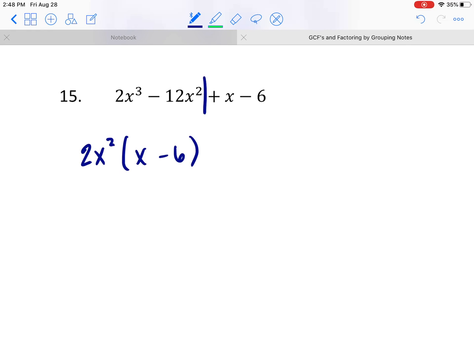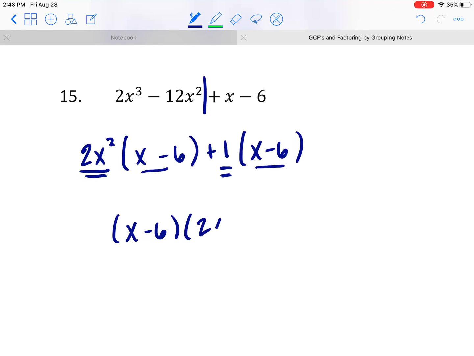Now the second group, what do they have in common? Technically the only thing they have in common is a positive 1, and although we don't normally do this, I'm going to go ahead and put the positive 1 there because I can see these x minus 6's match, right? I know that's what I'm going to be factoring out next, but I put the positive 1 so that I can see that that's still going to be part of what's left over once the x minus 6 comes out. So x minus 6 gets factored out, and what's left over is the 2x squared and that plus 1. Okay, so even if they have nothing in common, let's put a plus 1 there just so that we don't lose any of our terms.